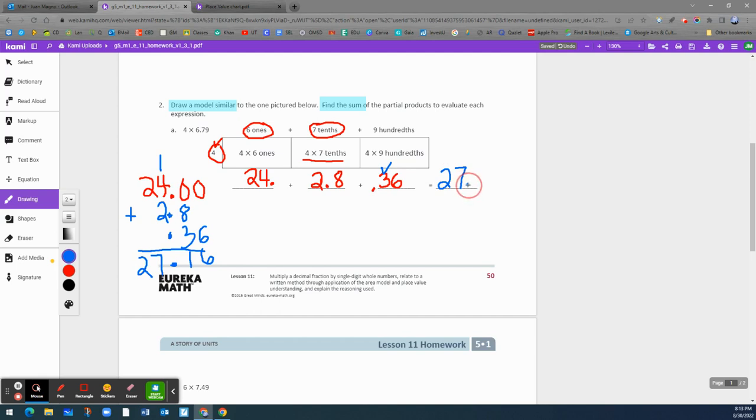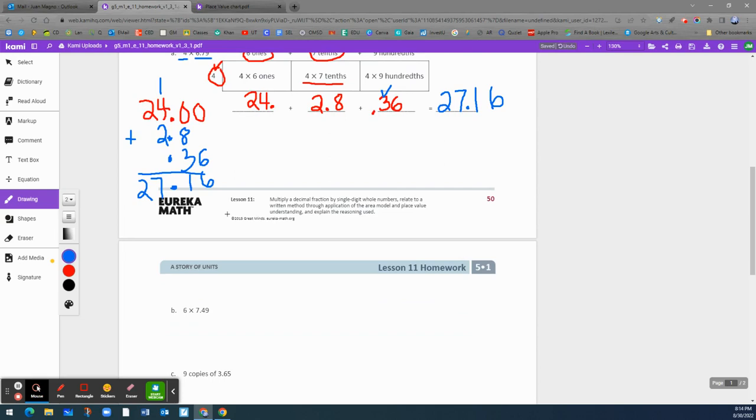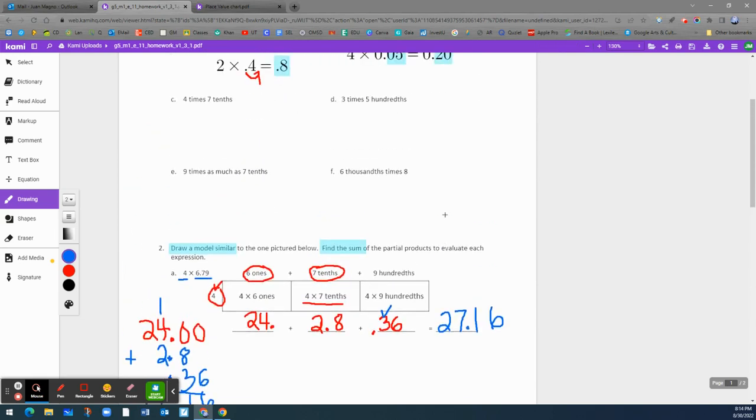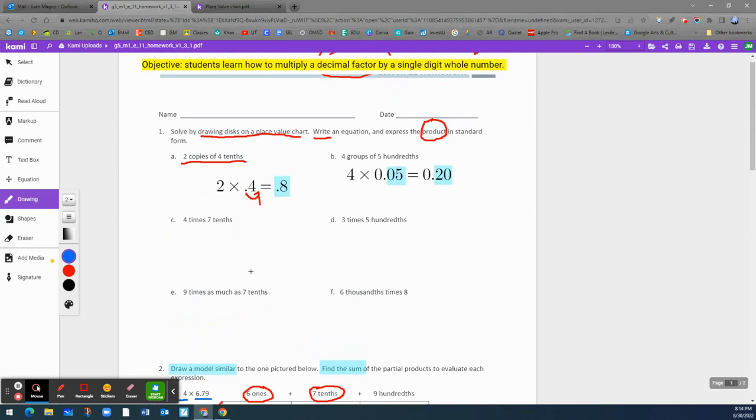Now this is a tape diagram that is assisting you to multiply 4 copies of this big number, 6 and 79 hundredths. Okay, my friends, we're going to practice this in class. Make sure you watch the video again to know where the answers came from, and so you know what needs to be done when you're practicing independently.